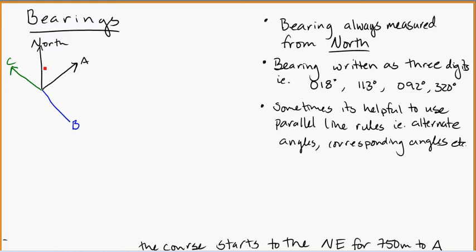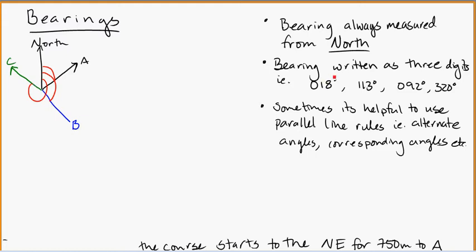For instance, the bearing for point A would be from the north to A. The bearing for point B would be from the north all the way around to B. And for C it would be from the north all the way around to C. So always from the north point you measure all three of them.